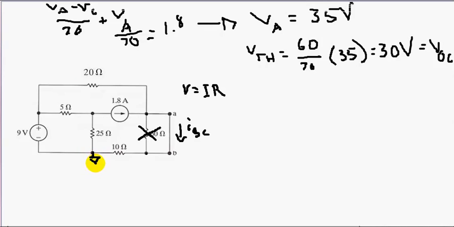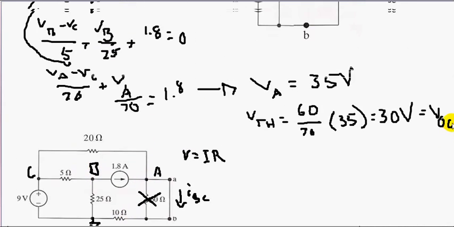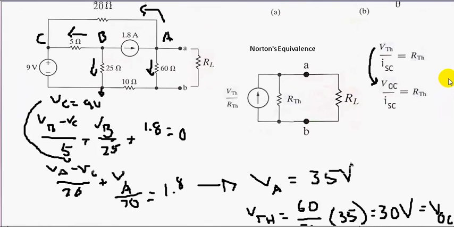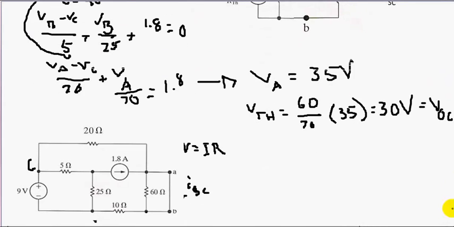Now, we need to find this current on short circuit. Let's use node voltage again. We have A, we have B, and we have C. C is 9 volts by inspection with respect to ground. If we remember from what we just did for V open circuit, we didn't have to use node B's equation. And in this case, you don't have to either.